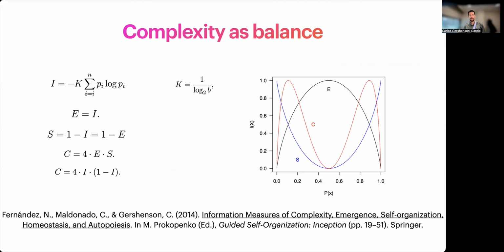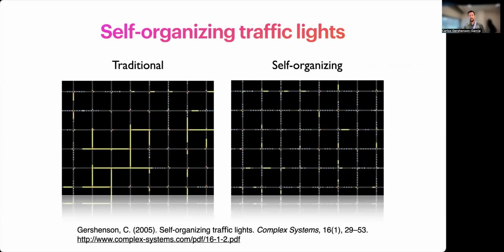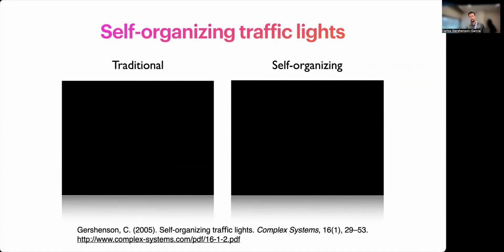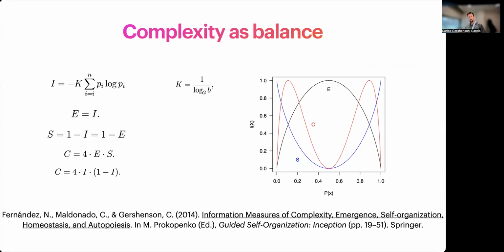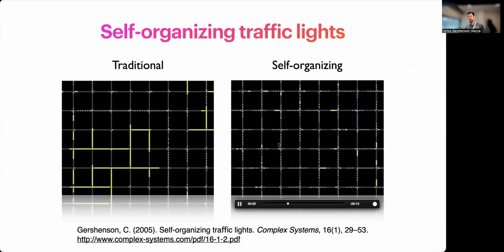So let me just close with an example. I started working on self-organizing traffic lights during my PhD, and then continued with students and colleagues over the years. With traditional traffic lights, it's easy to get congestion, and with self-organizing rules, each intersection has sensors and takes local decisions.